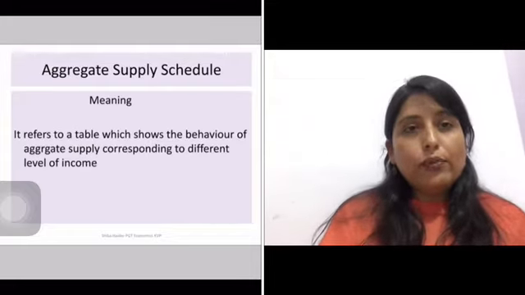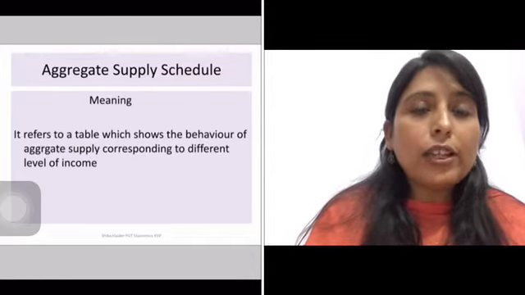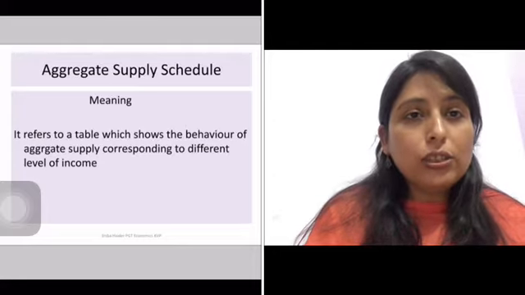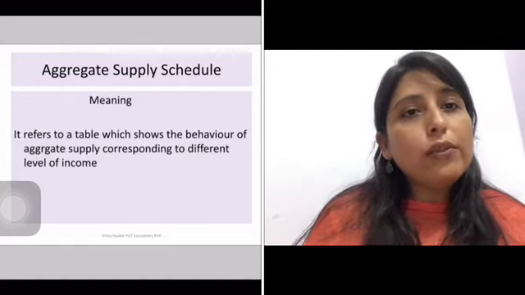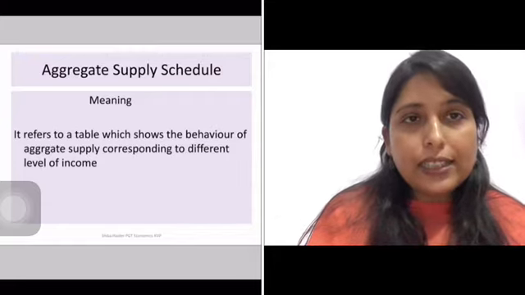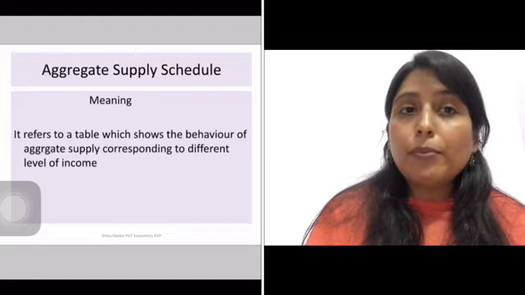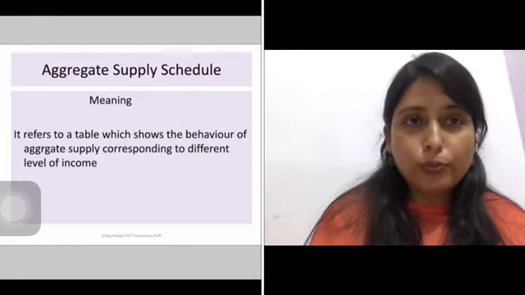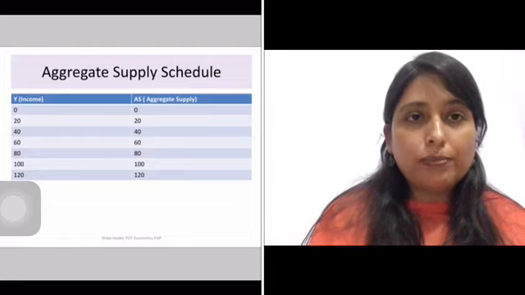Now moving further, we will discuss aggregate supply schedule. What is aggregate supply schedule? Again, whenever there is a word schedule, it means a tabular presentation. So aggregate supply schedule is a table which shows the behavior of aggregate supply corresponding to different levels of income. Again, whether it's aggregate demand or aggregate supply, we are studying with respect to level of income, because in the theory propounded by Lord Keynes, there is no place for price. What we are taking into consideration is the level of income.